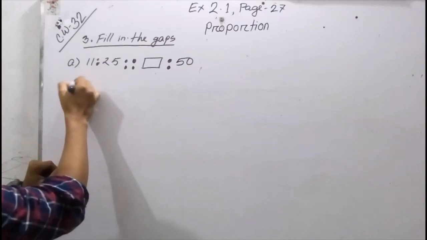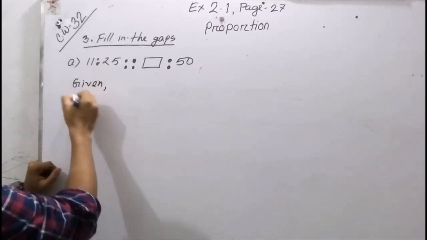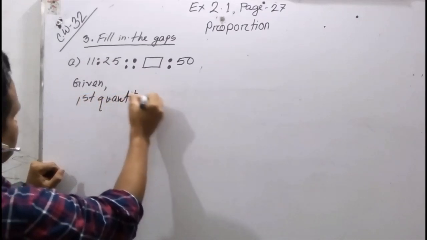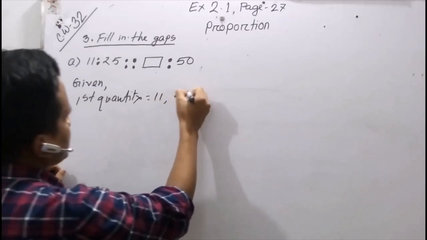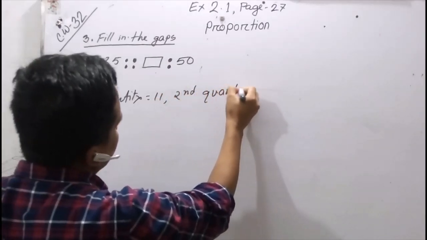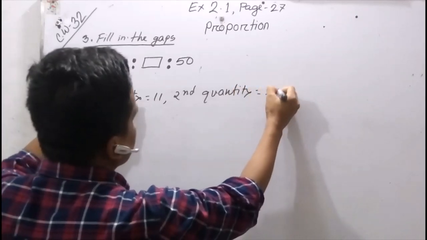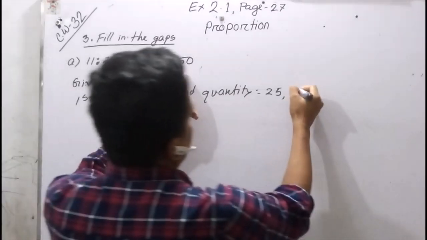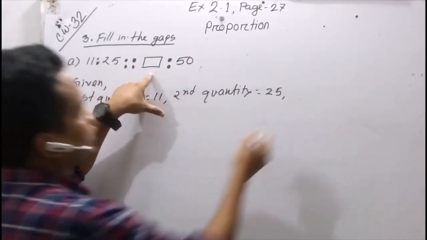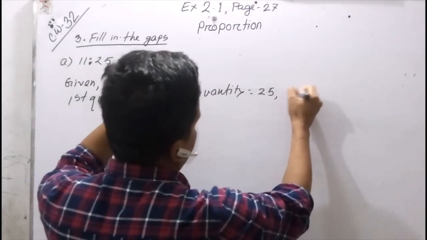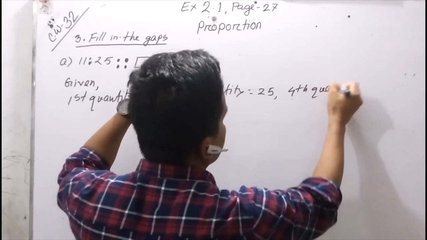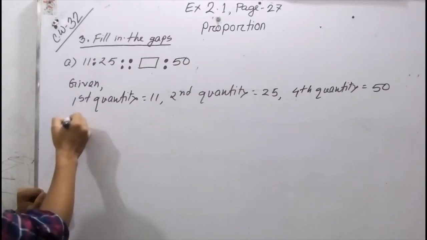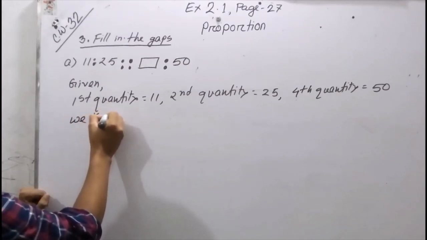Now write given. Here the first quantity given is 11, and the second quantity given is 25. The third quantity we have to find out, and the fourth quantity is given, equal to 50.